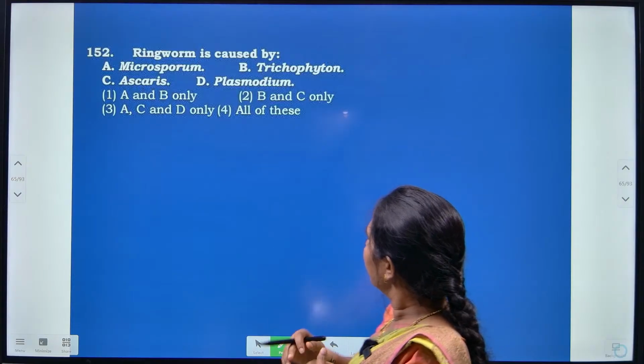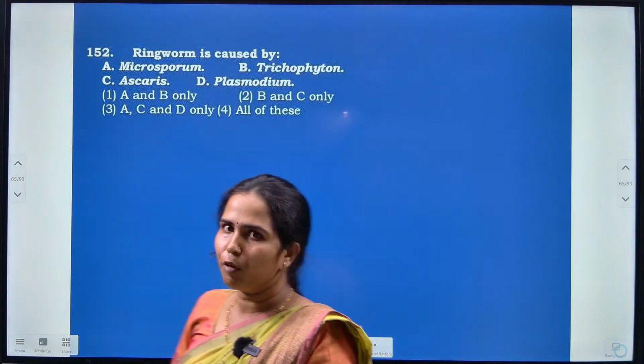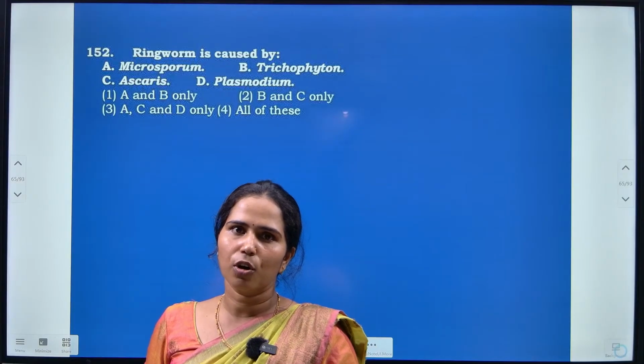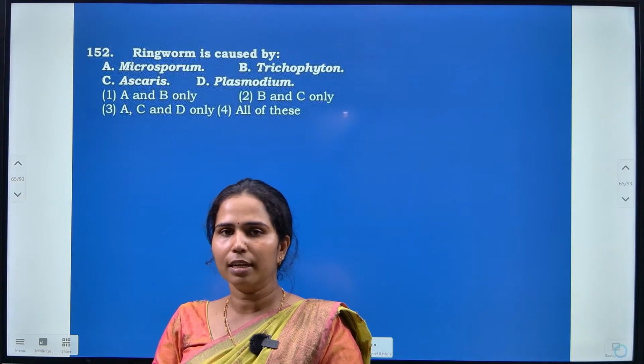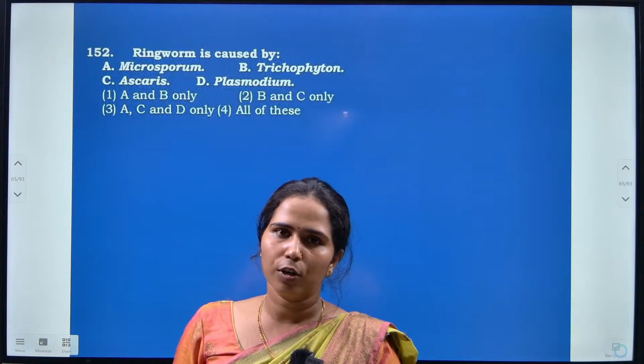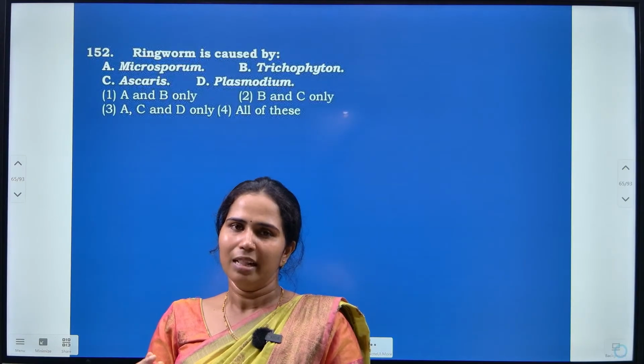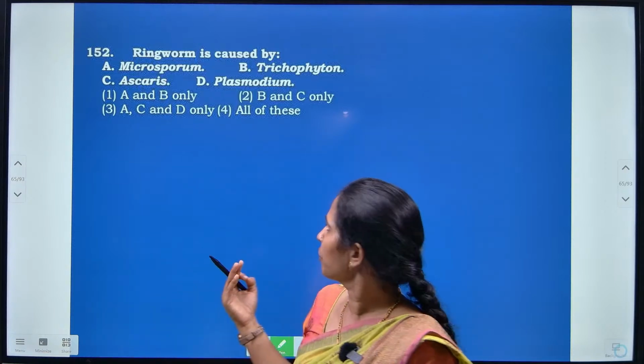Yes, ringworm is caused by, as you know, ringworm is a fungal disease, and it is caused by the 3 species of fungi here. One is Epidermophyton, one is Microsporum, and the third one is Trichophyton rubrum here. Let us see which of the options they have given here.